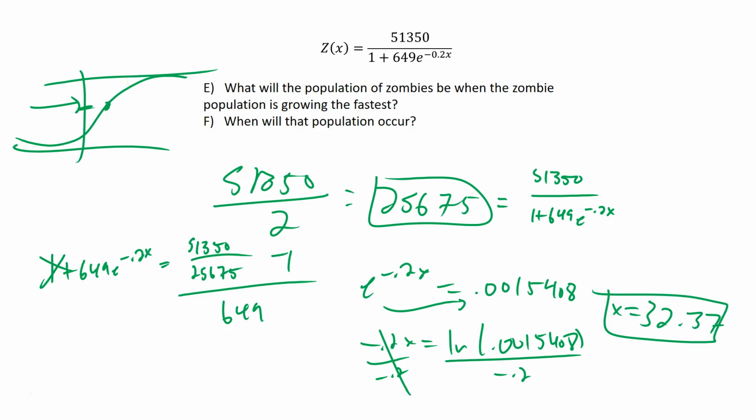Cool. All right, that's all there is to logistic equations. Solving them is kind of the most difficult thing, being able to work with the calculator. That swap property is really handy. And then just subtract 1, divide by 649, or whatever your number is, natural log, and then divide by that negative 0.2, or whatever that k is in front.